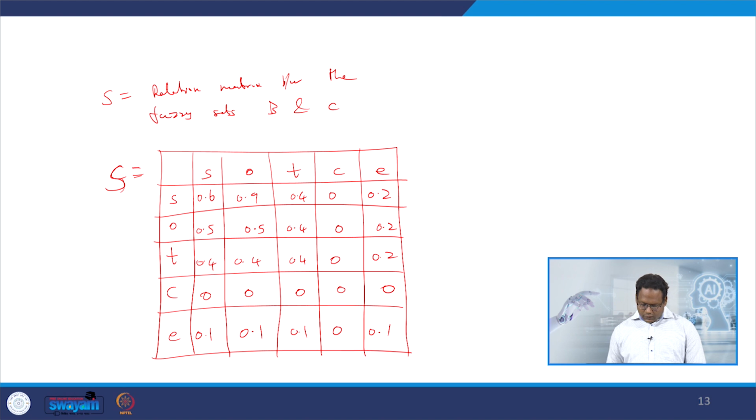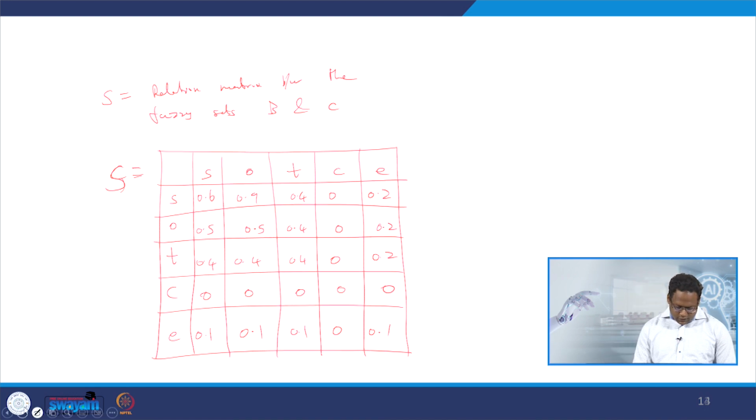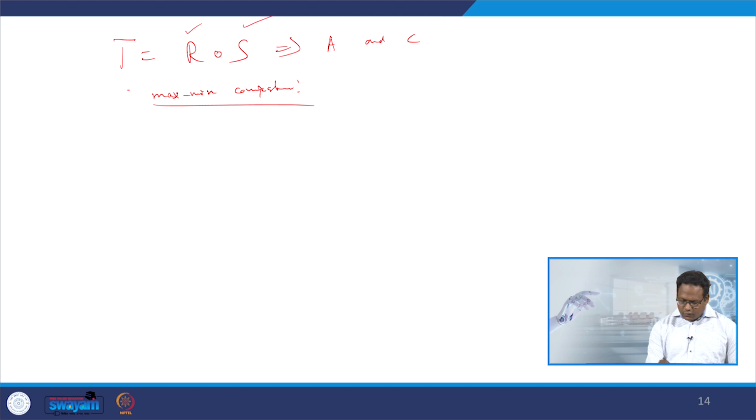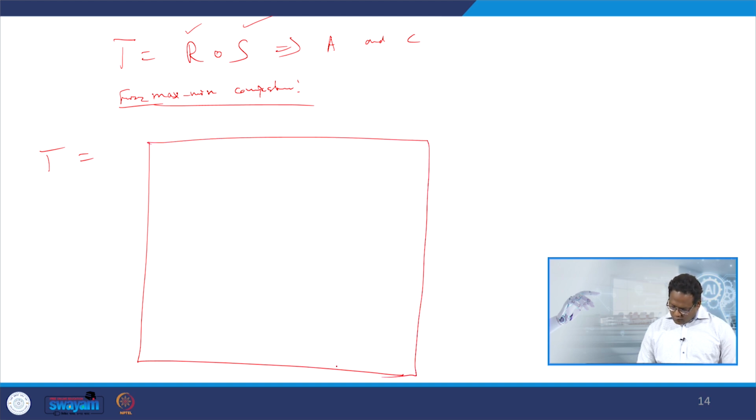Now we are finished with the examples to get the relation matrices R and S, but we need to get the relation matrix T, which is obtained by the fuzzy max-min composition rule between the matrices R and S. It gives the relation between fuzzy sets A and C. We need to use fuzzy max-min composition to obtain this table, the relation matrix between R and S.